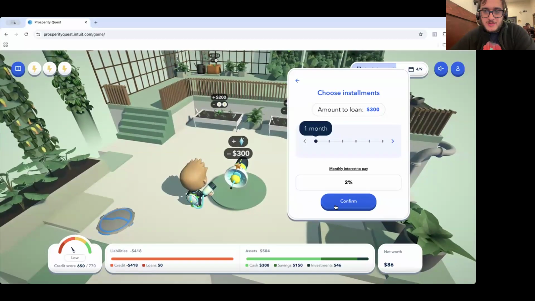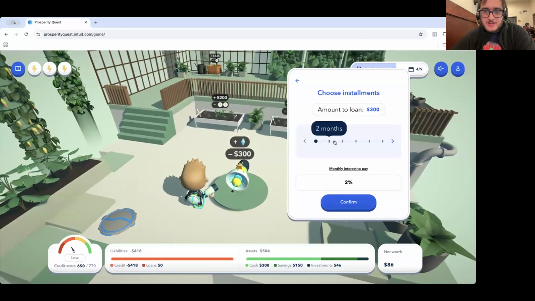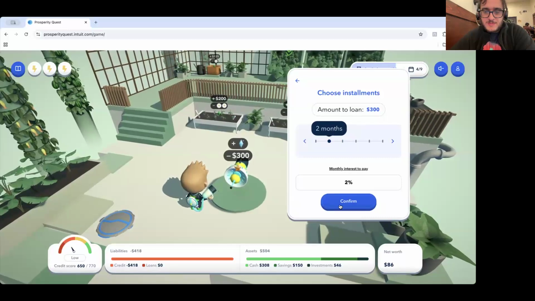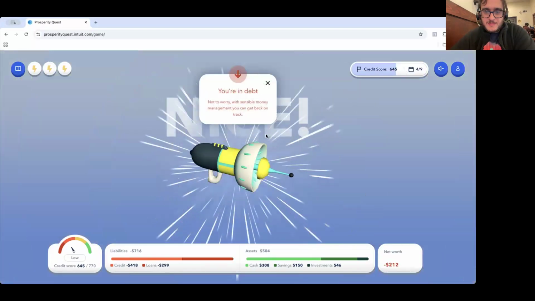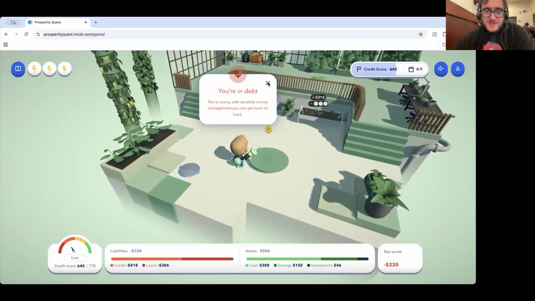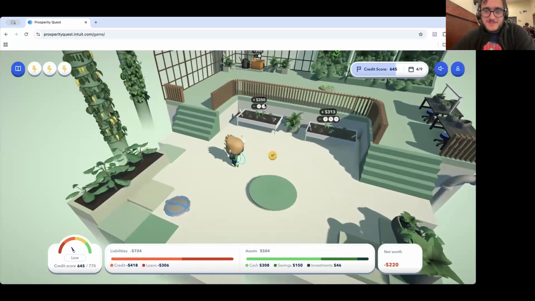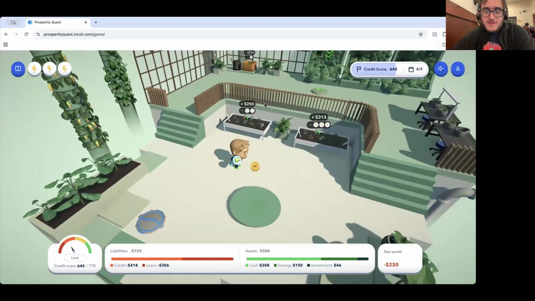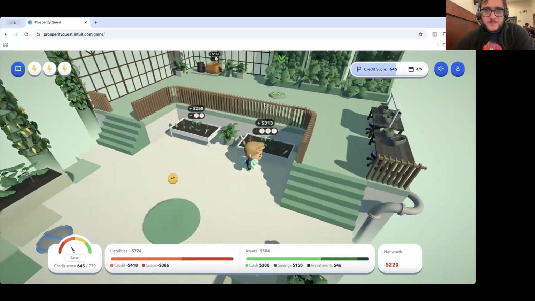And let's do 2 months. You're in debt, but not to worry. Sensible money management will get you back on track. Okay. So now I have this nifty, cool little tool.